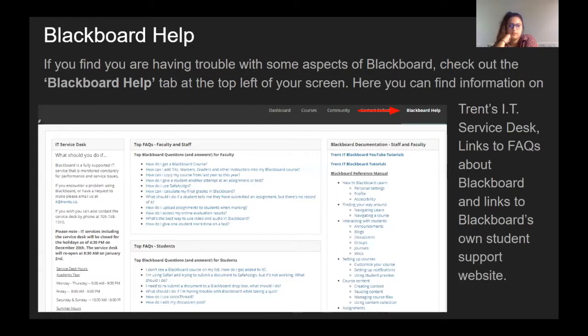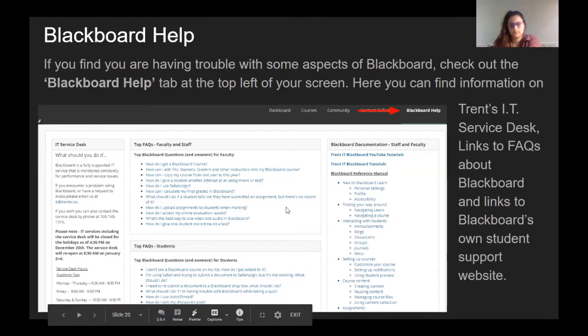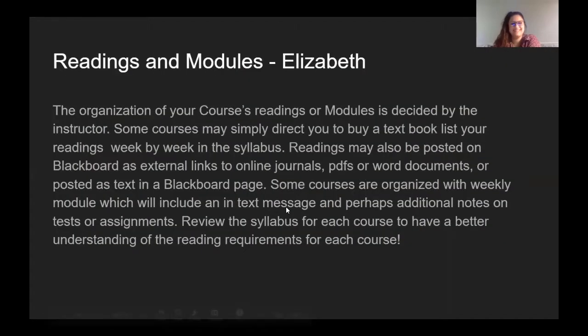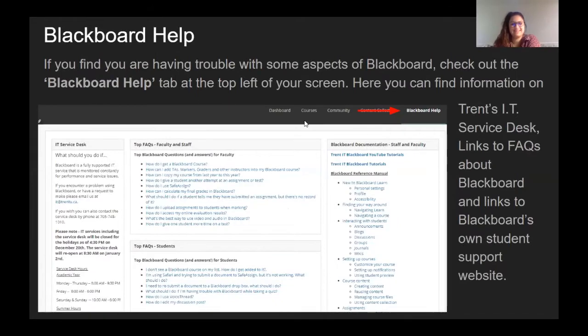And then Blackboard Help. If you go to the final tab on the far right of your Blackboard homepage, you'll see Blackboard Help. You click on Blackboard Help. That'll bring you to all of Trent's in-house links to Blackboard, as well as Blackboard's own links for help. So I highly recommend going to, oh no, I hit the button. There we go. Sorry. So yeah, Blackboard's own links, which are right here.